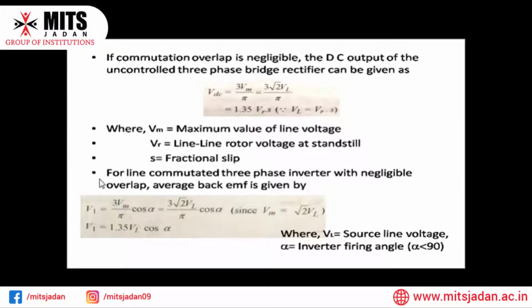For a line commutated three-phase inverter with negligible overlap, the average back EMF can be given as V1 equal to 3 Vm upon pi into cos alpha, or we can say 3 root 2 VL upon pi cos alpha, since we know that Vm is equal to root 2 VL, or simply we can write V1 equal to 1.35 VL cos alpha. Here VL is the source line voltage and alpha is the inverter firing angle.